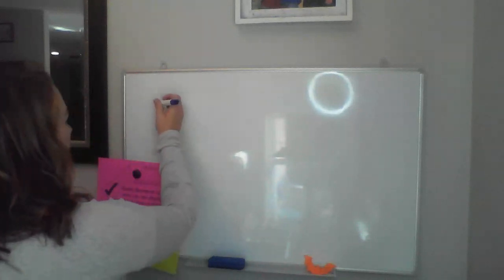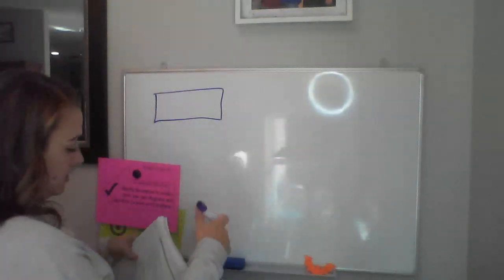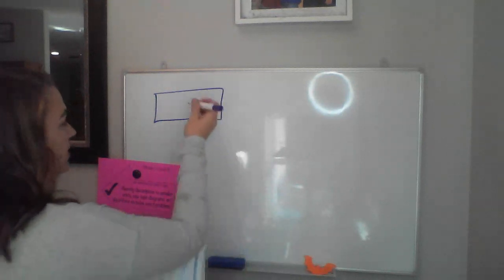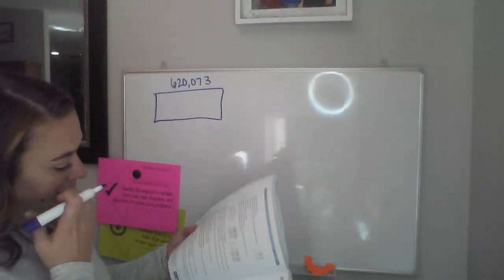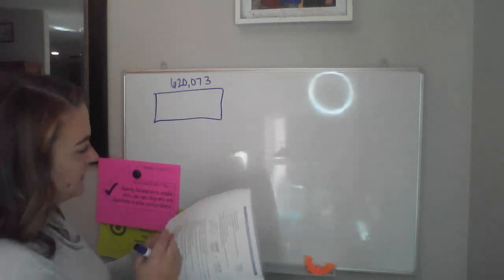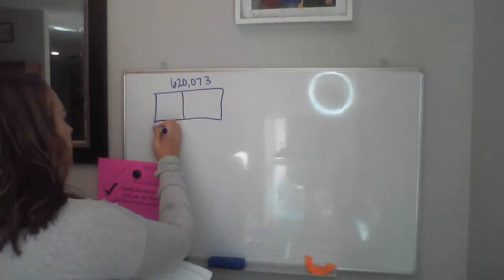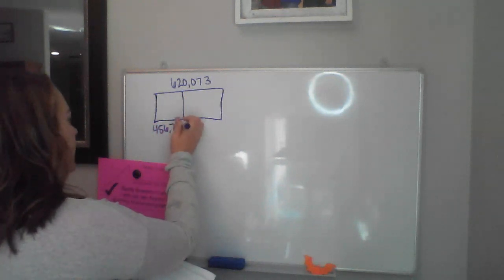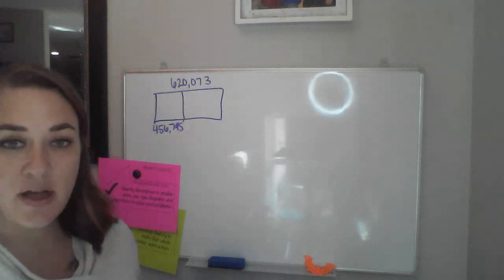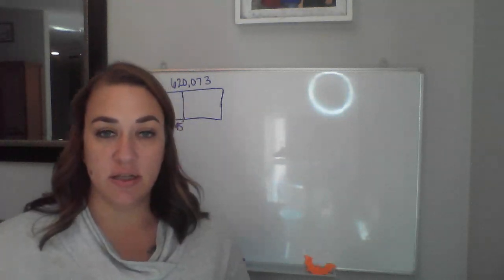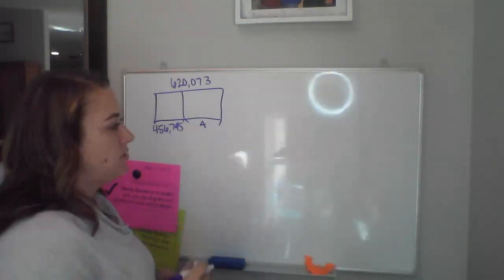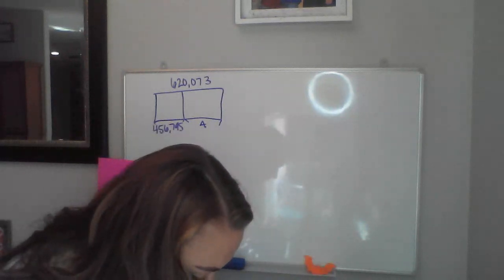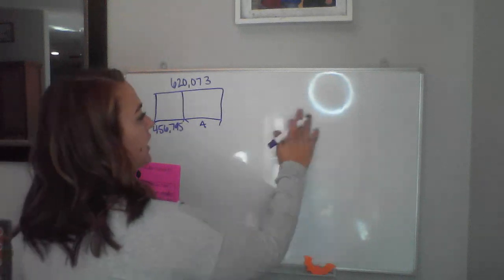Okay, so I'm going to set up my tape diagram to represent my problem. So I know that 620,073 were in attendance last year. There were 456,795 this year. So it's asking us, well, how many more went last year compared to this year? So we have to find the difference. So our second part to our whole is going to be our answer, okay? So we're gonna set up our subtraction problem with our algorithm.